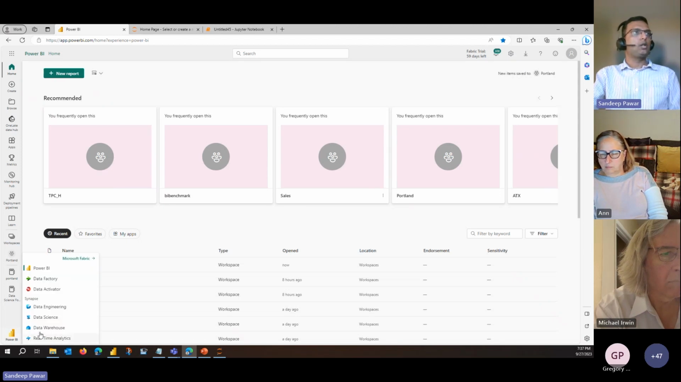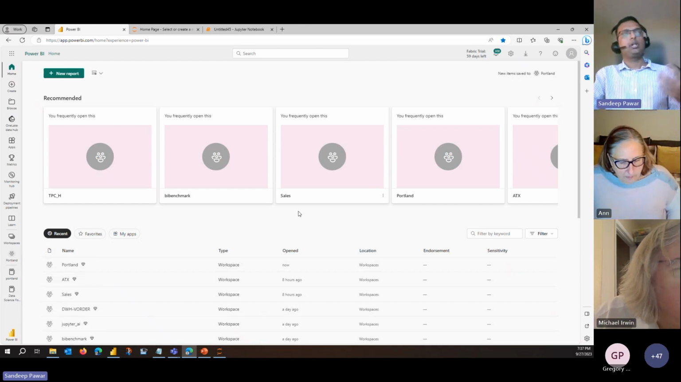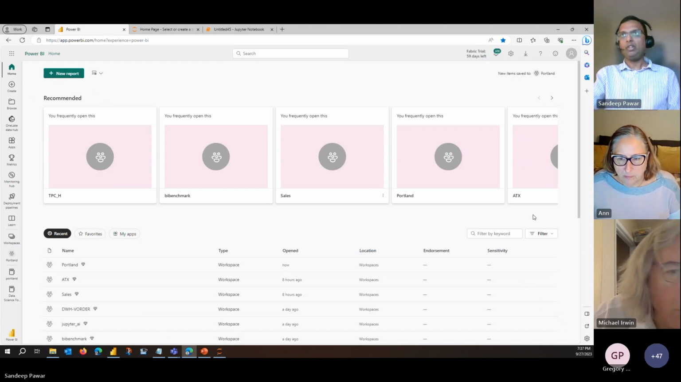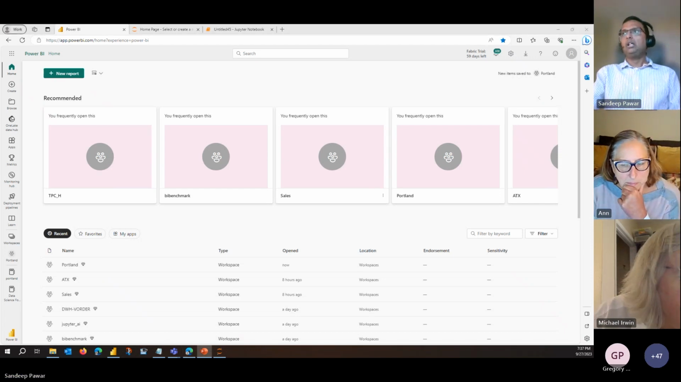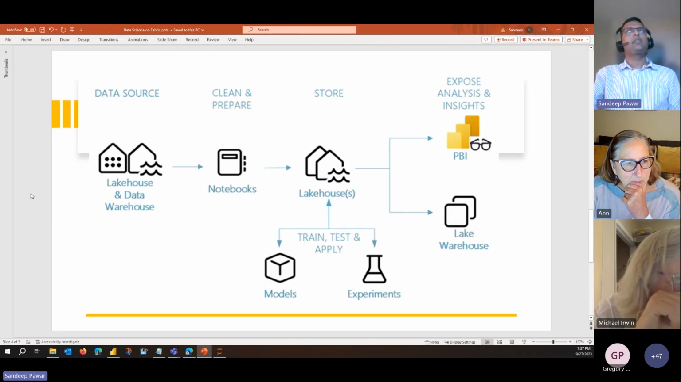On top of that, all the compute engines that we just talked about, be it Data Activator, Data Factory, Data Science, Data Engineering, all of these reside there. And they operate on top of this OneLake, which is where your data resides. Now, the overall orchestration, how it works and differs from how we have been using Power BI.